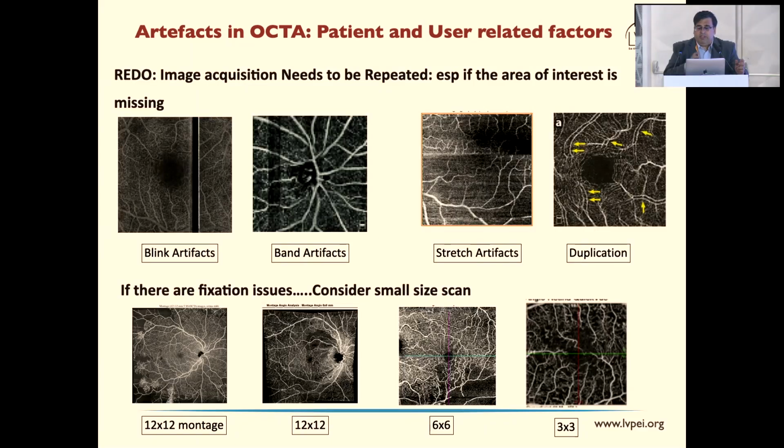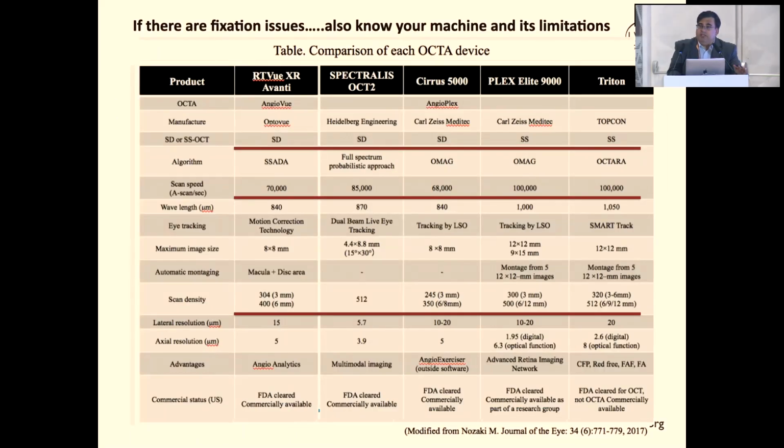Also, there may be stretch artifact or duplication artifact. These all come because of inattention or patient's saccadic movements or fixation issues or blinking responses. Even tear film disturbances can also lead to these artifacts.